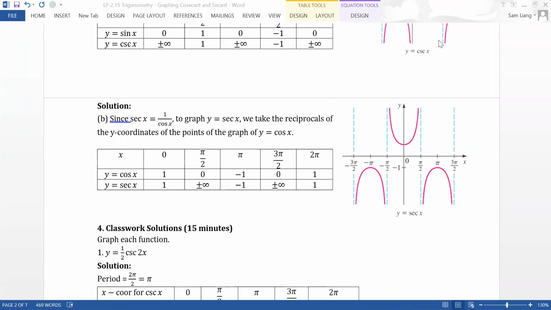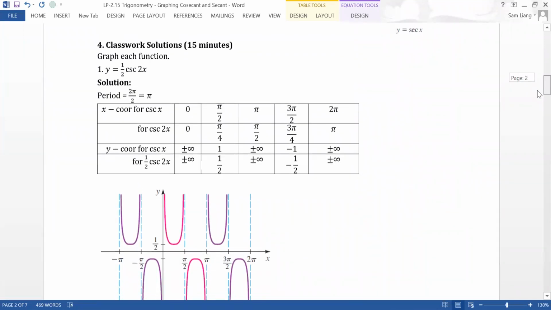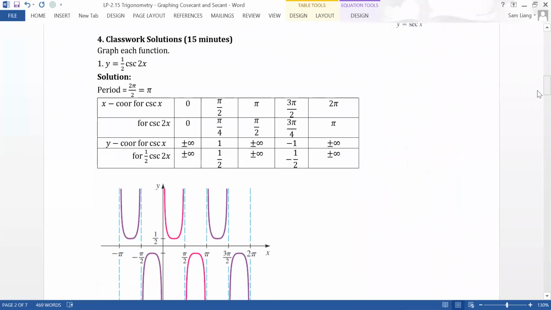After that, it was just the classwork questions. If you wanted to try it on your own, you can come back to this video or after class, but I'll show you the solutions here just for reference, so you have them. The first graph was y equals 1/2 cosecant 2x. Here there's a vertical shrink, and there's also a period change. The period is 2 pi divided by this coefficient 2 here, so the period is going to be pi.